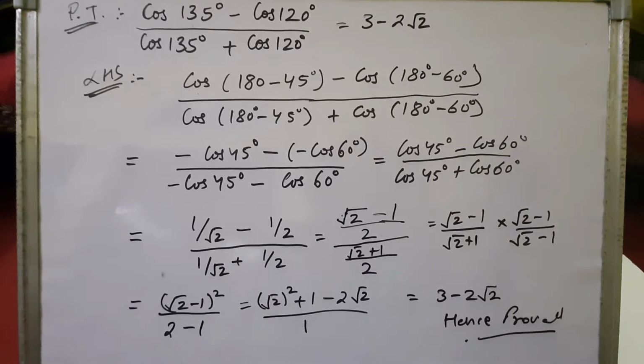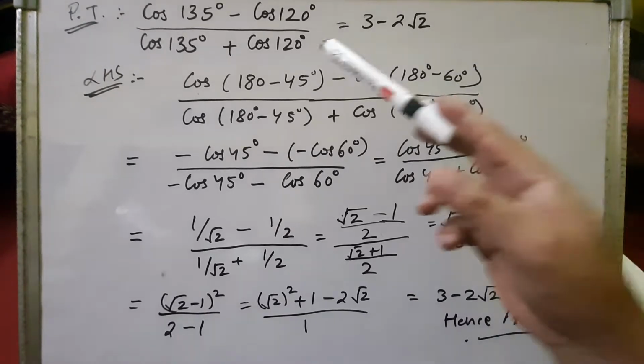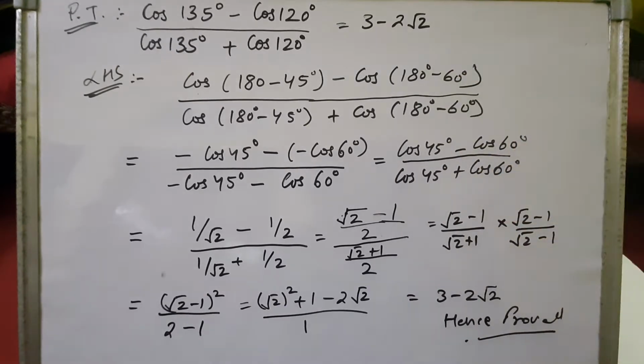In this sum it is given that (cos 135 degree minus cos 120 degree) upon (cos 135 degree plus cos 120 degree) equals 3 minus 2 root 2. We have to prove that this value is equal to 3 minus 2 root 2. Let's see the solution, children.